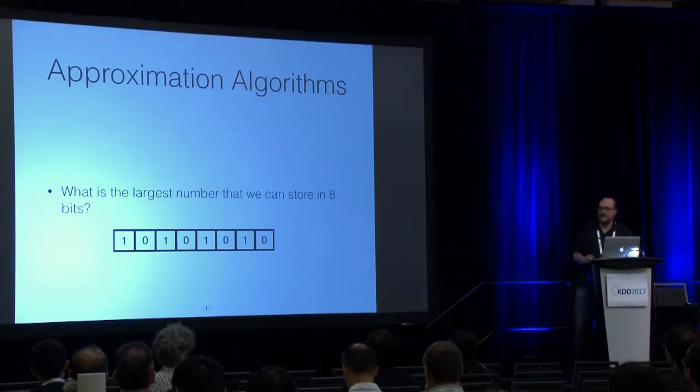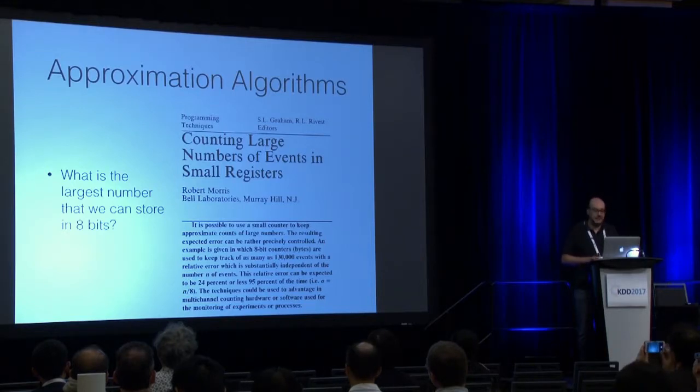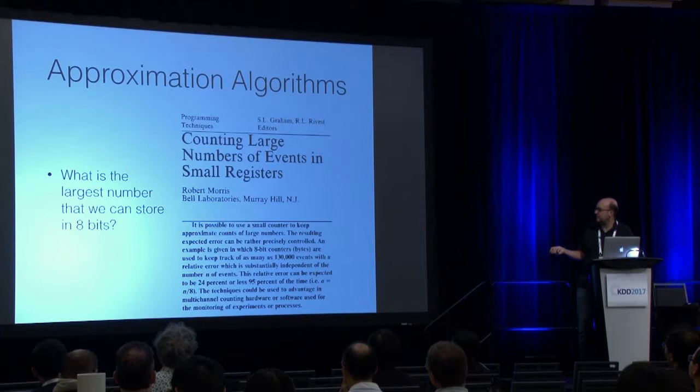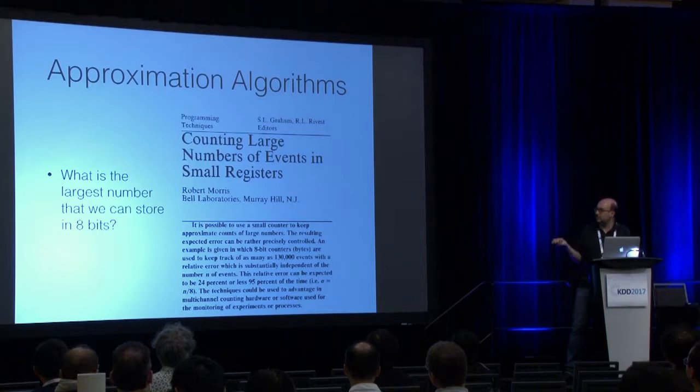As we are using 8 bits, if we want to count the exact number, it's going to be only 256. But the nice thing of streaming is that we have this, the first paper on streaming, called Counting Large Number of Events in Small Registers by Bob Morris. Using an approximate method, he was able to store 130,000 events using only 8 bits. So how was he able to do that?